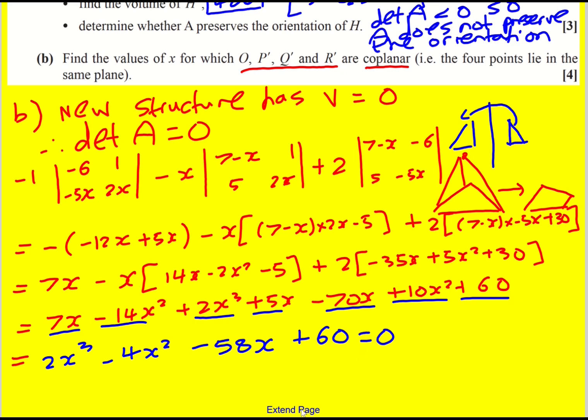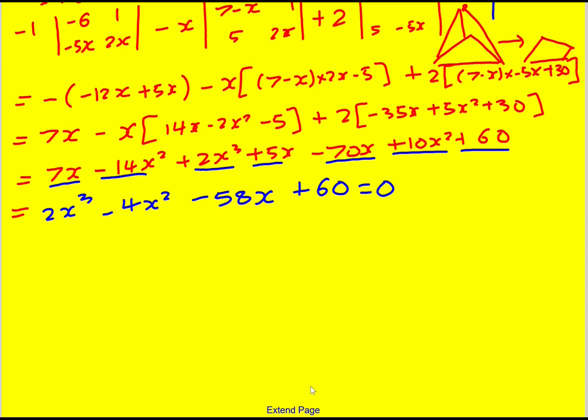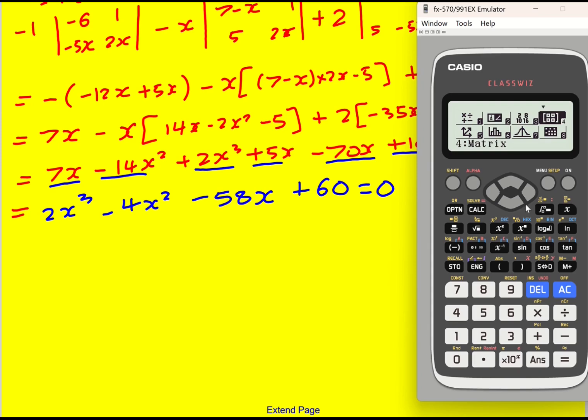What you could do here is divide through by 2, and then use the factor theorem to try and find factors. When you put 1 in, you will get 0. So x minus 1 would be a factor. You can do a polynomial division, but we don't have to. It doesn't say we have to show detailed reasoning. It is okay to, again, use our calculator and just solve the cubic.